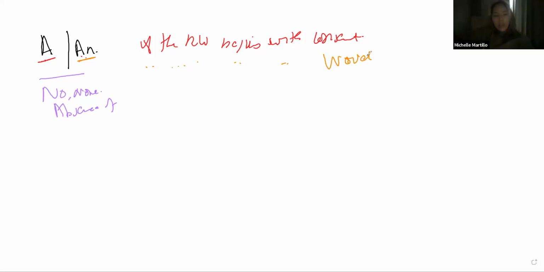So we use a or an depending on the root word. If your root word starts with a consonant, you put a in front of it. If your root word starts with a vowel, you add the prefix an, which is going to mean no, none, or absence of. It's the same rule as in English.